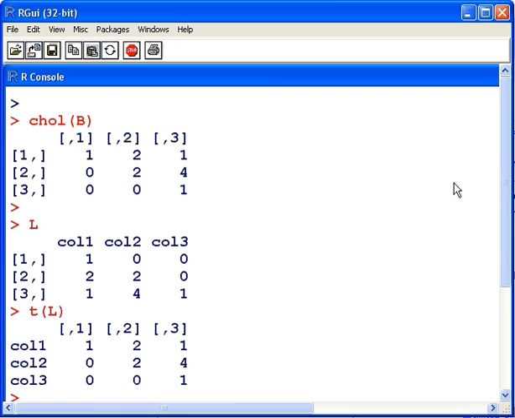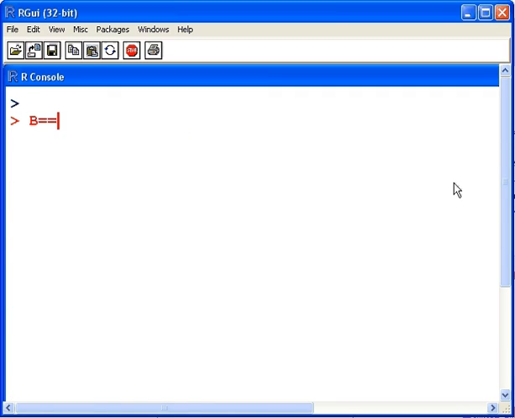And what happens is that B is the product of these two matrices.